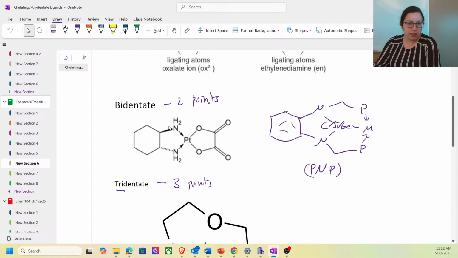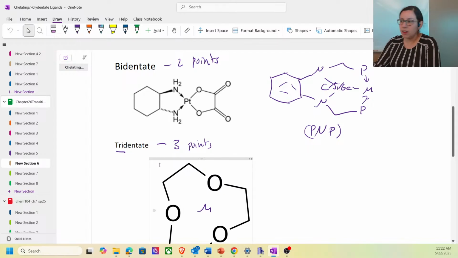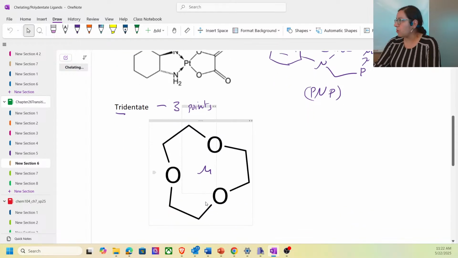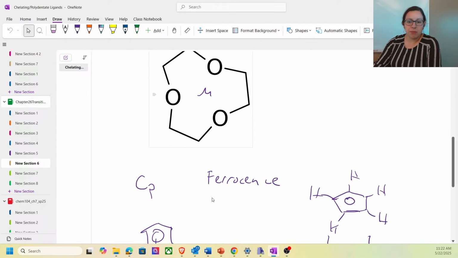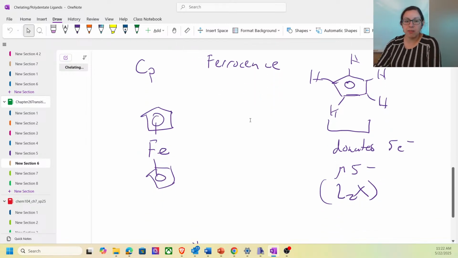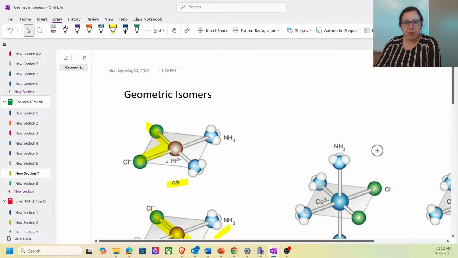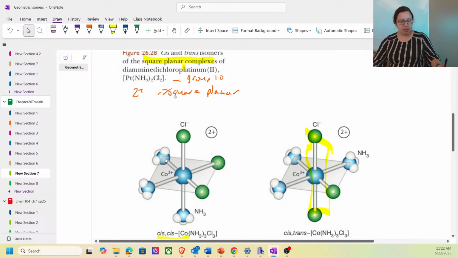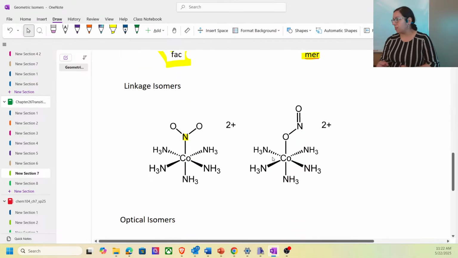So when your ligand binds at two points, that's bidentate, tridentate when it's at three. But like I was trying to express, we can have it bound in a whole bunch of different manners depending on the ligand. So that's where the fun is. I mean, that's where I think the fun is. But again, I'm biased because that was my area of research.